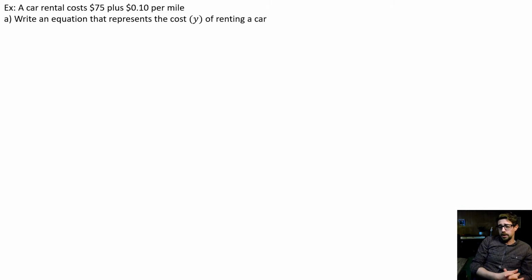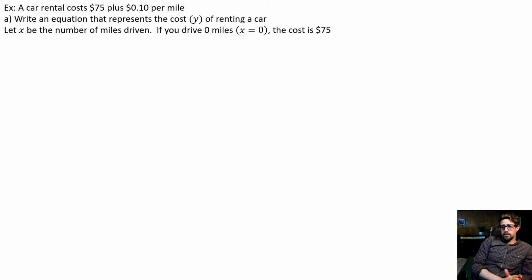Okay, so this is linear. Just think about it. It goes up very regularly. If you drive 1 mile, it costs $75.10. 2 miles, it costs $75.20, right? It just ticks up by multiples of 10 cents. So the line's going to go up pretty slowly. It's just going to go up 0.1 every mile, or every unit of distance, I guess. So 0.1 should be the slope.